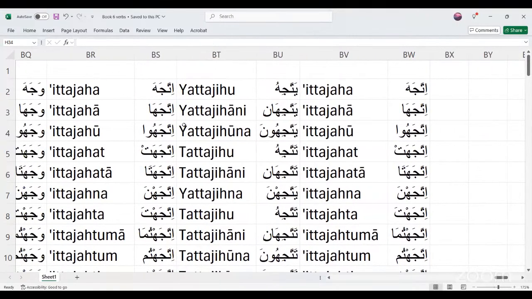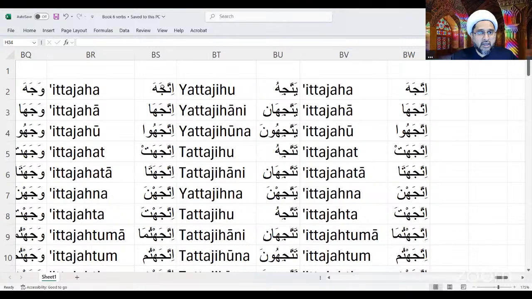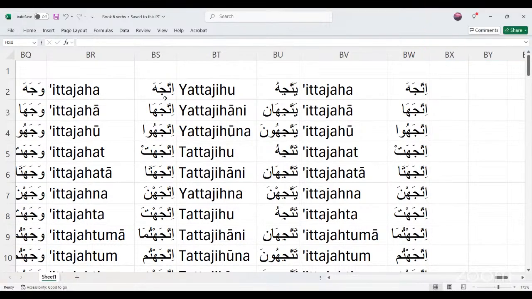Ittajih. Okay, ittajih. There's a mistake here. It's a fatha there. It shouldn't be a fatha. It should be a kasra itself. It should be a sakin. Yeah, and sakin. There's a mistake there.